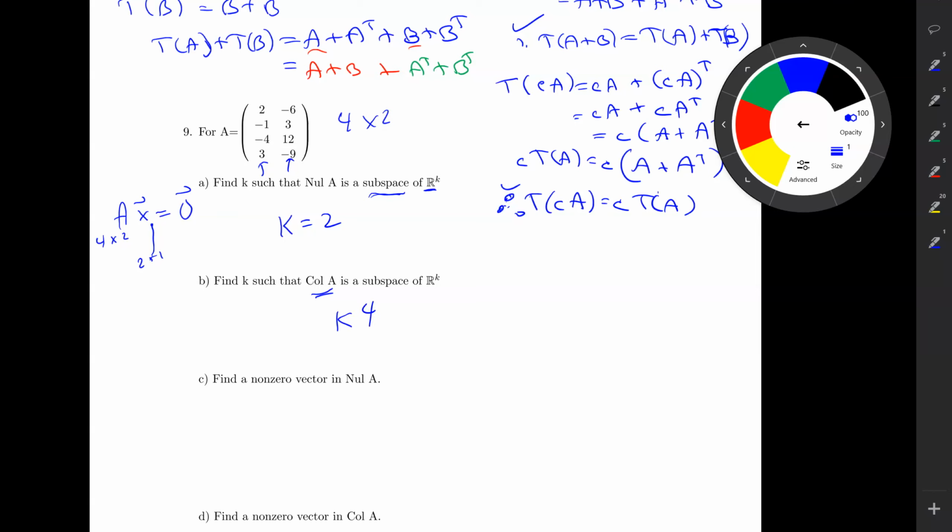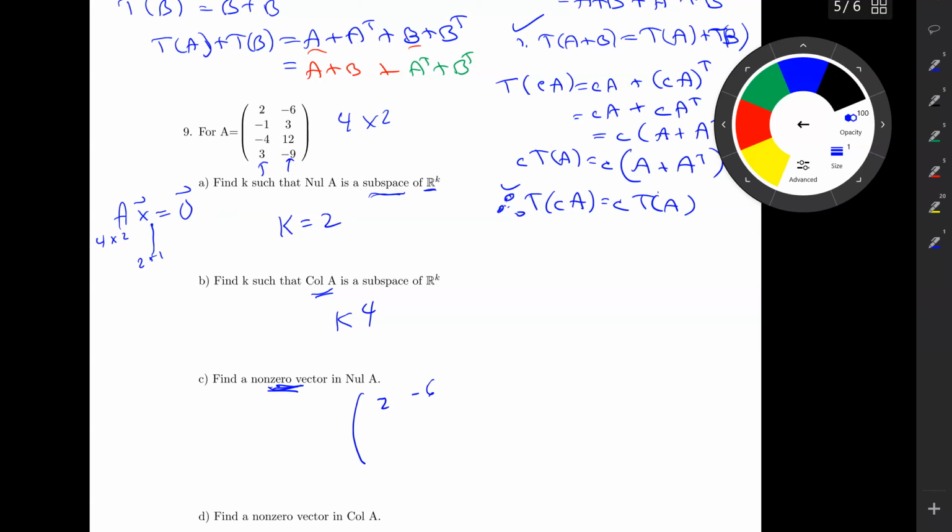This isn't saying find the spanning set or what the solution is for null A. They're just saying find one vector. I always know that X equals 0 is in there, but let's see if we can find one more. Is there a nice easy one that for sure will get me to the 0 vector? Between this column and this column, isn't there a factor of 3? So let's try 3, 1.